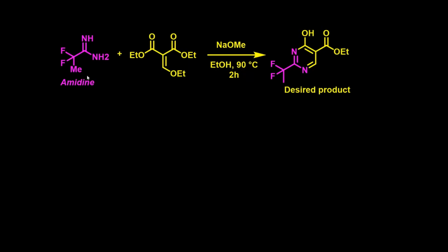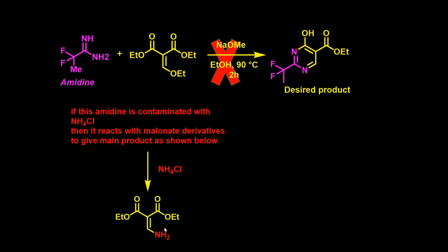So now, as we said, this amidine is contaminated with ammonium chloride. So what is going to happen in this step? This ammonium chloride will react with this, and you will not observe the formation of this ring. What you will get is that the amine will react at this position, because this is a highly reactive position, and you get this kind of byproduct. So what is the solution? How can we get rid of the excess ammonium chloride? So let's move to the next step.